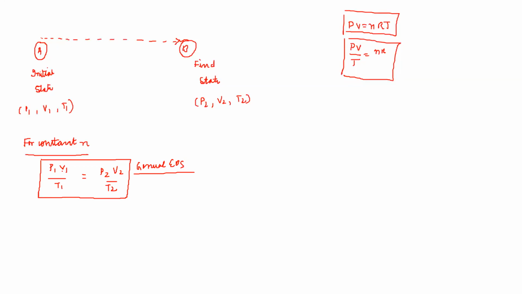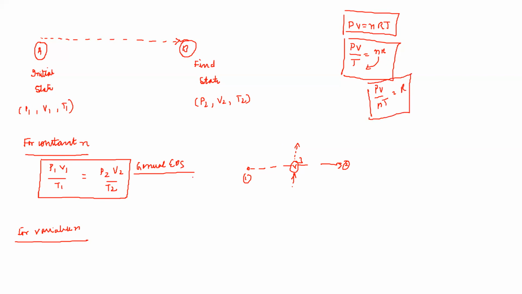And the second condition might be that, let's say it is going from state 1 to state 2, but in between, at a particular state, state 3, some of the moles have been released or some moles have been added. So the number of moles has changed. In that case, for variable n, this n will also come here. So you'll get PV by nT is equal to R. So basically you will get PV and nT.